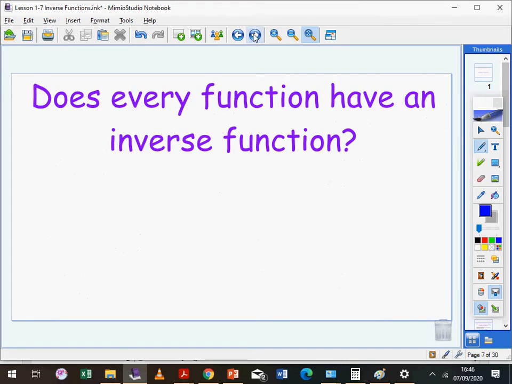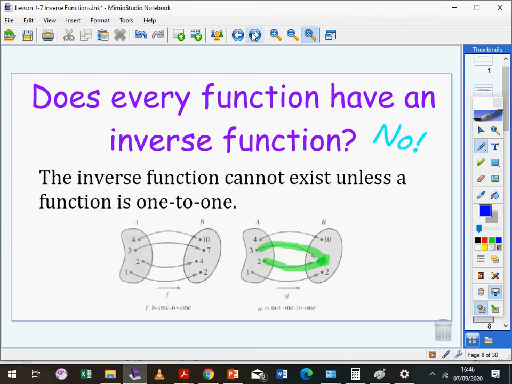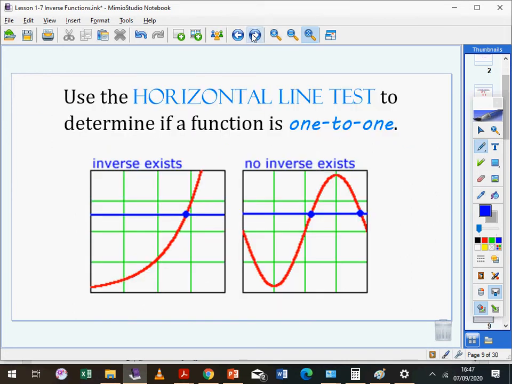So is every function going to have an inverse? What do you guys think? Not all functions are going to have inverses. Functions will only have an inverse if the function is a one-to-one function. What does that mean? This function is one-to-one because it passes the horizontal line test, meaning a horizontal line drawn on the graph of this function only cuts it at one point. But this one here is not one-to-one because it does not pass the horizontal line test, because the horizontal line cuts it at two different points.